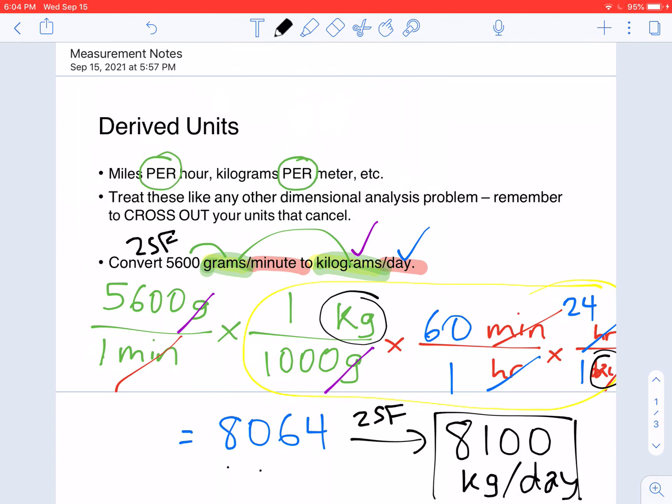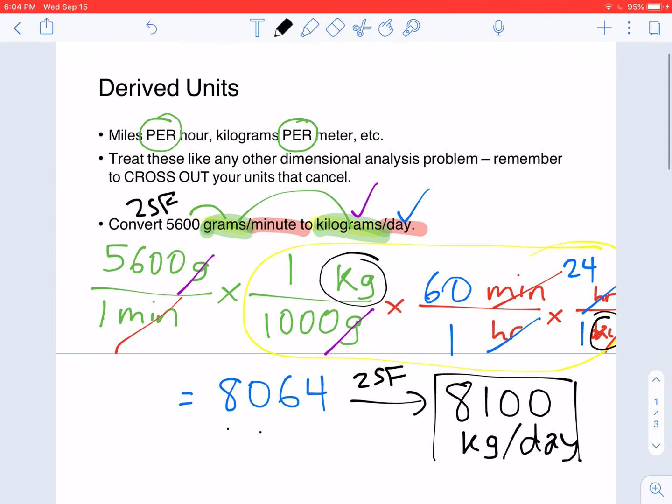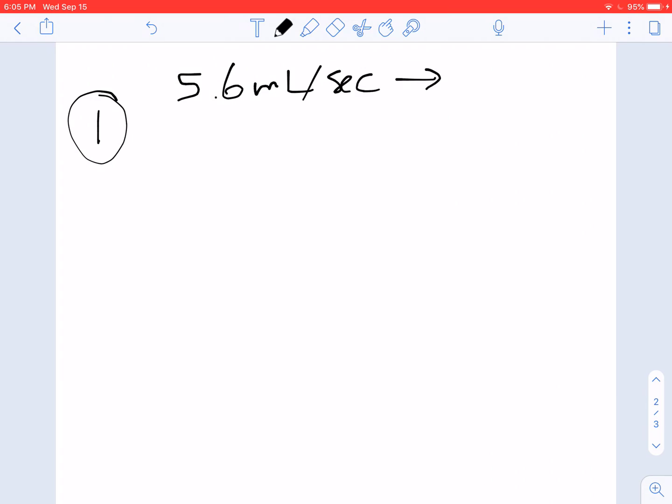I'm going to give you a little bit of a cheat right now, because I'm going to go through the first 2 answers on your derived unit problem set. So if you pay attention, you'll have a little less to do. So I'm on the 05 derived unit problem set. Feel free to pause this and get that problem set out. Number 1 says convert 5.6 milliliters per second to liters per minute.